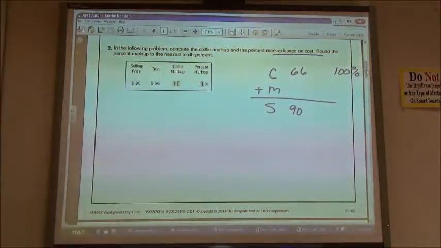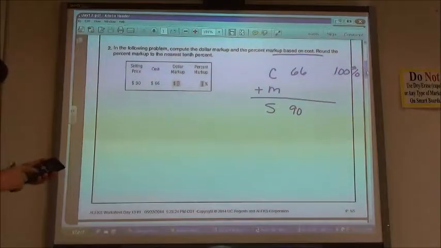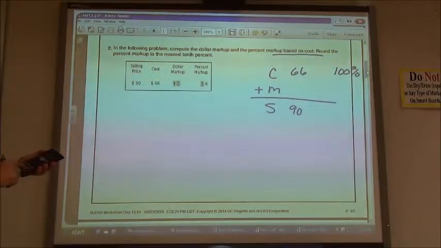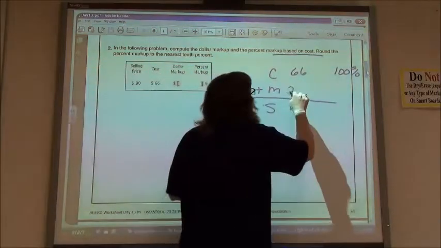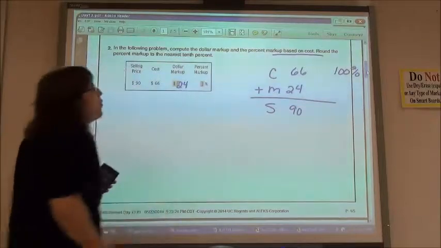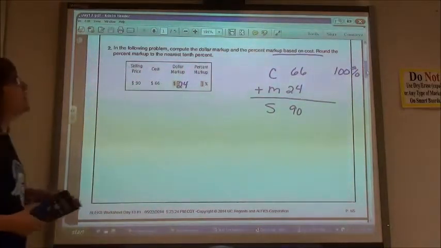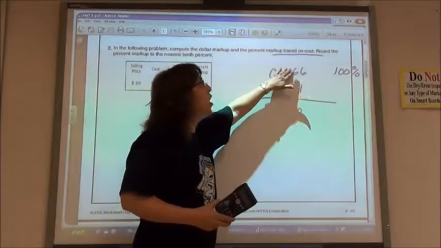Again, if I want to figure out what the markup is, I'm going to take the selling price minus the cost, because that's going to tell me how much I marked it up by. So if I take 90 and I subtract 66, we marked it up by $24. So the dollar markup is 24. Now it wants us to know the percent markup. The percent markup is based on the cost.